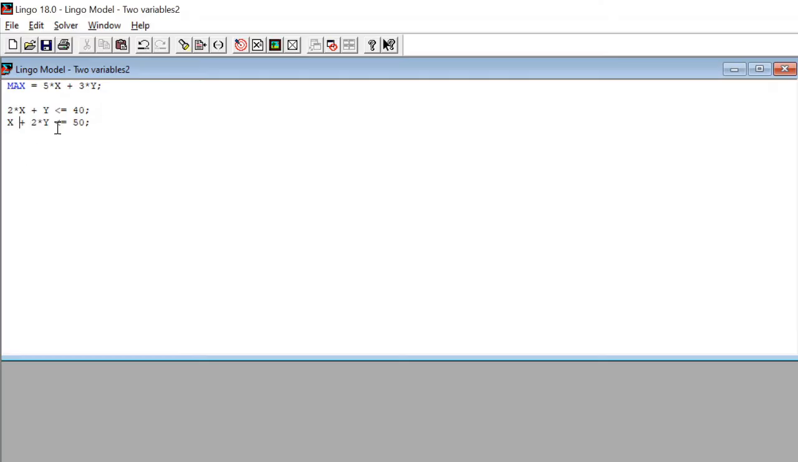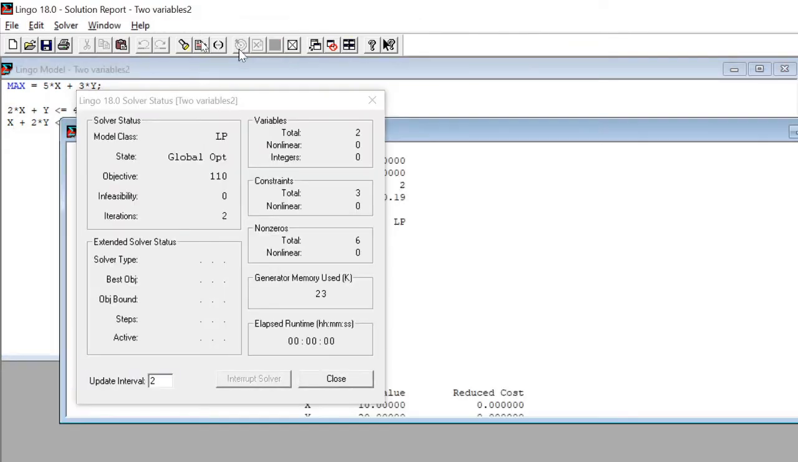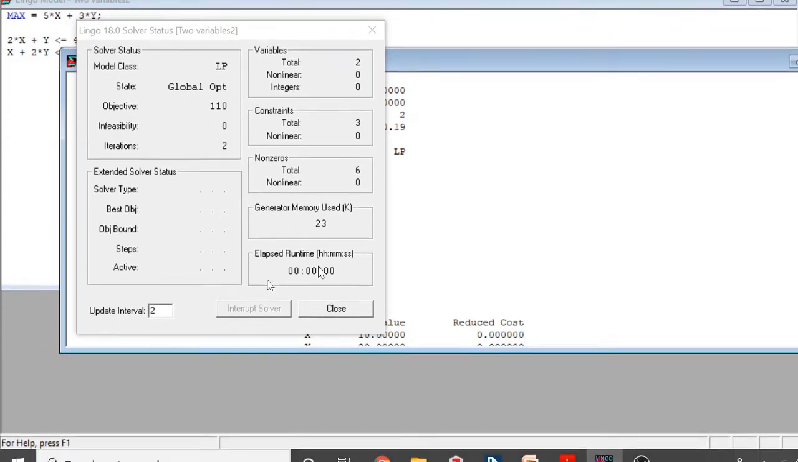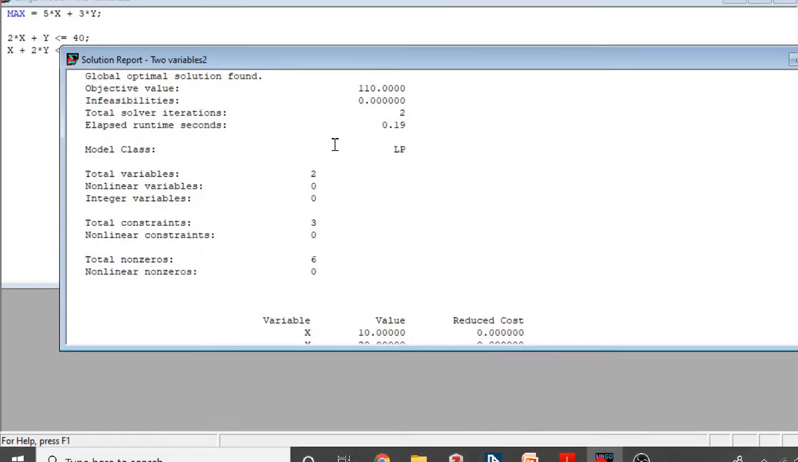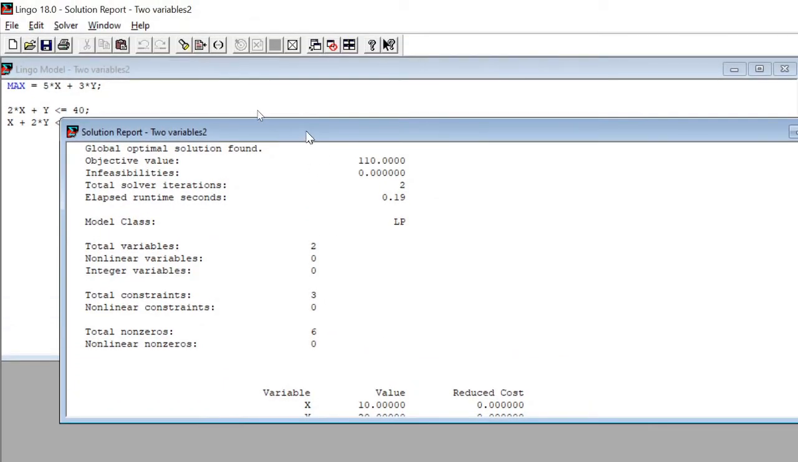Now this is the interface for Lingo. We have written here the objective function and the two constraints, in the same way which is required for Lingo. Here is a button, Solve. You need to click that button and it will give the results. Now this is the status window. If you close this, you will get the result window. Now we will try to understand this result window.